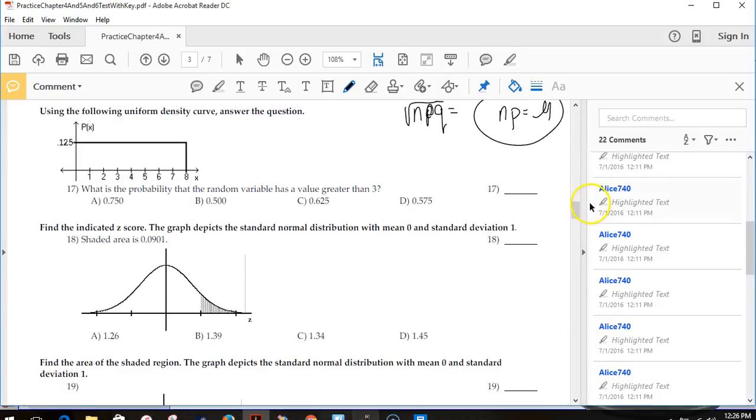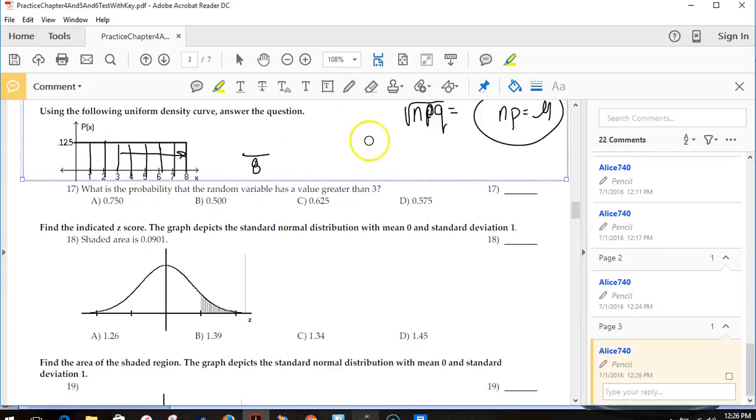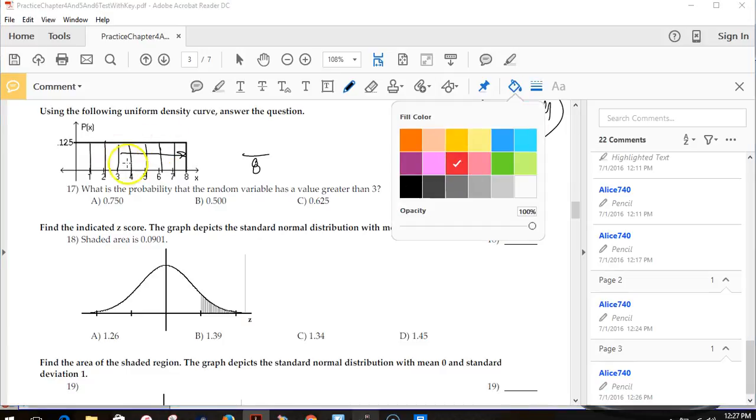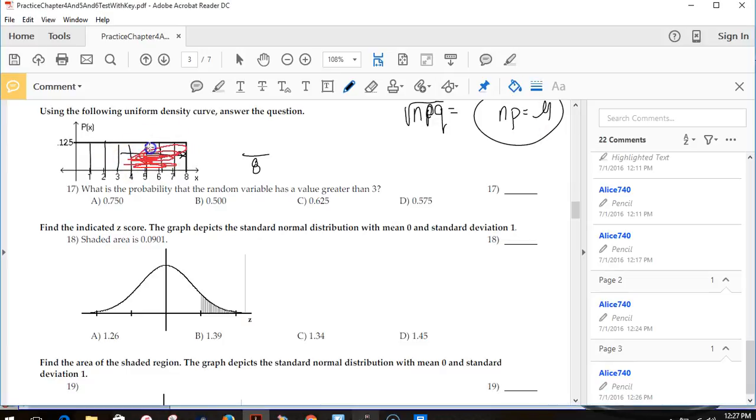Into Chapter 6. This is a uniform distribution. What's the probability that I have a value greater than 3? So from here up. Think about slicing this into sections. There are 8 sections. You want to know the probability if you throw a dart at the board that you land from the 3 up. And so there's 5 over there, and 5/8 is C.